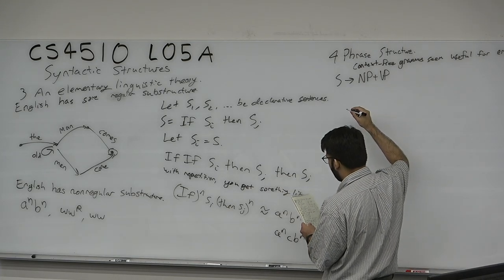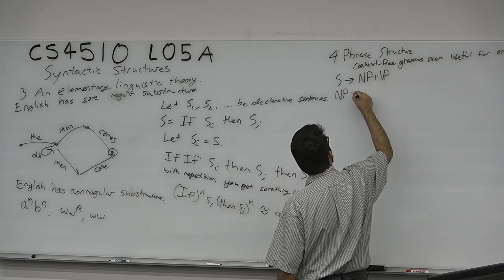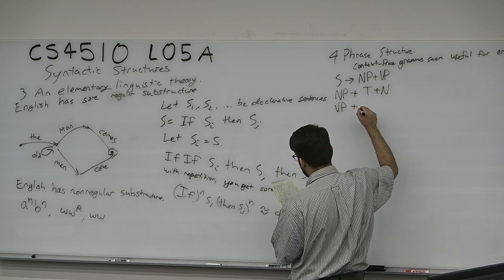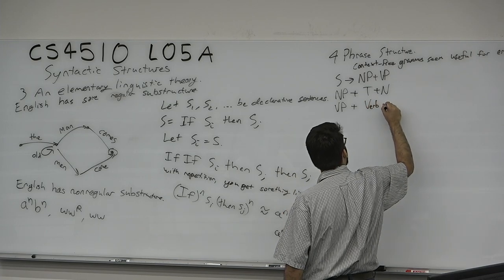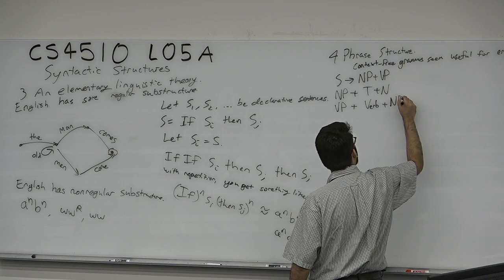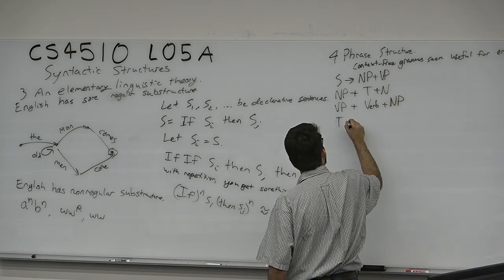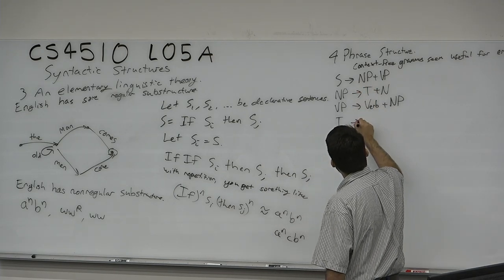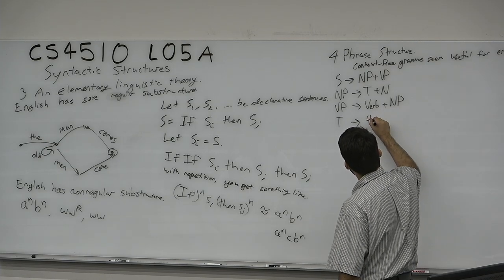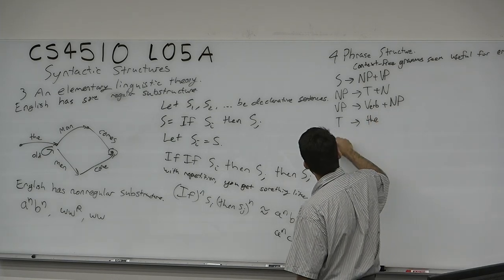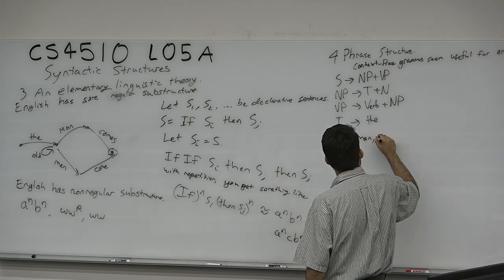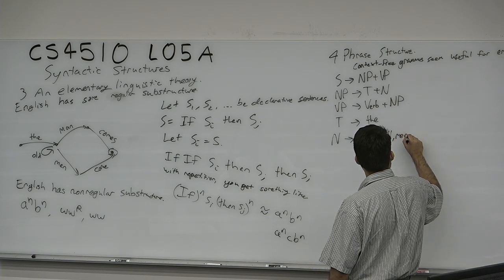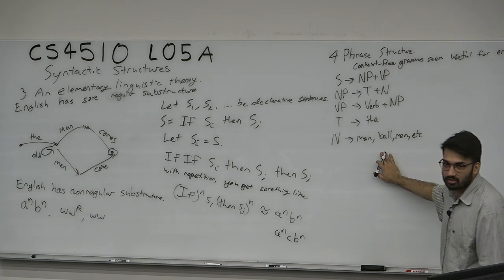And then he does something like NP goes to T plus N. VP goes to a verb plus NP. T, do you guys remember what the word "the" is? An article. Yeah, I never remember that. T is for article, so we'll just put "the". And then N goes to man, ball, men, etc. So N goes to the list of nouns.